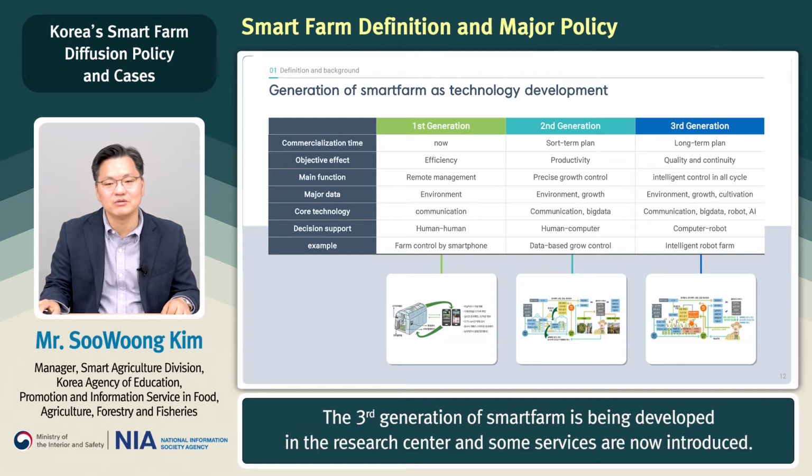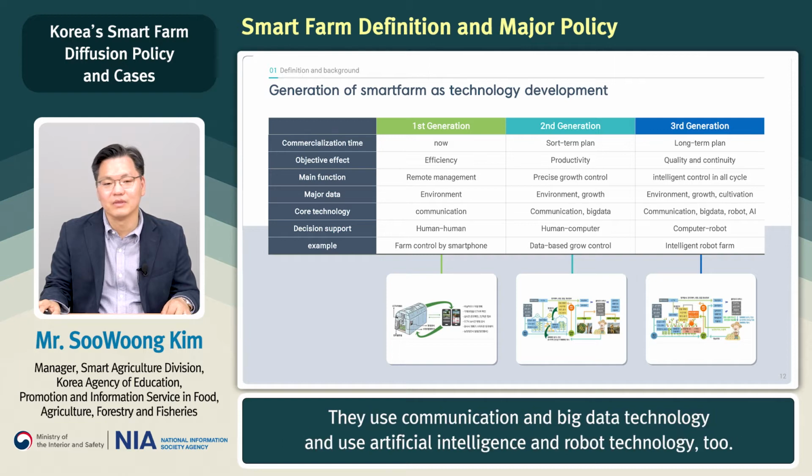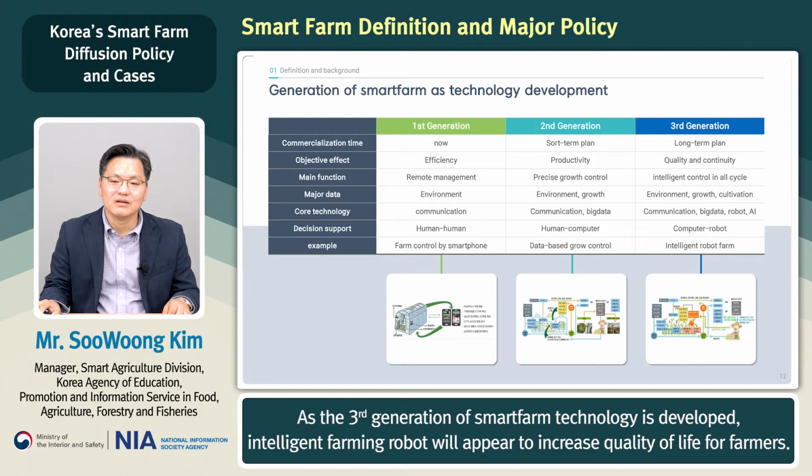The third generation of smart farm is being developed in research centers, and some services are now introduced. They use communication and big data technology, and use artificial intelligence and robot technology too. As the third generation of smart farm technology is developed, intelligent farming robots will appear to increase quality of life for farmers.